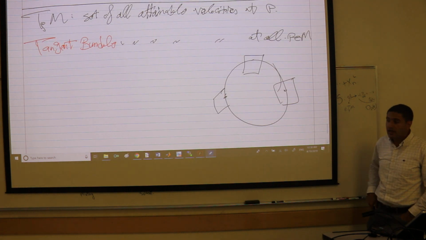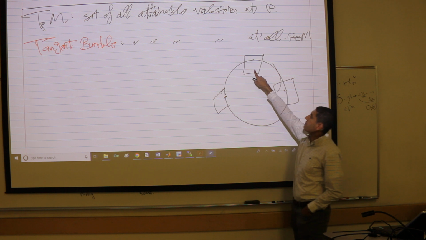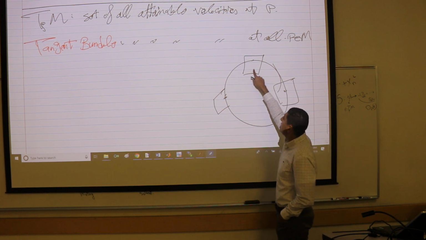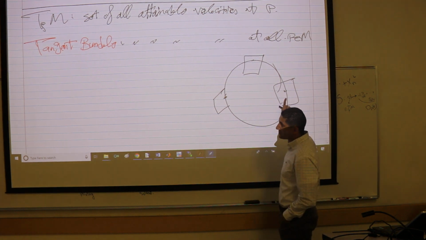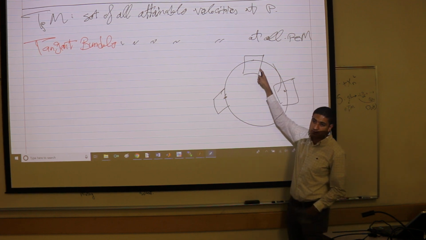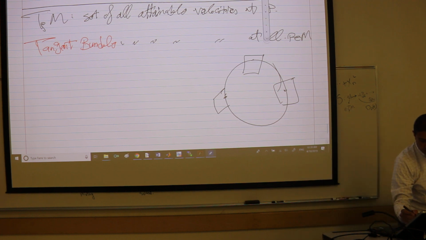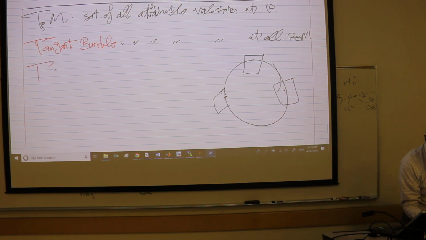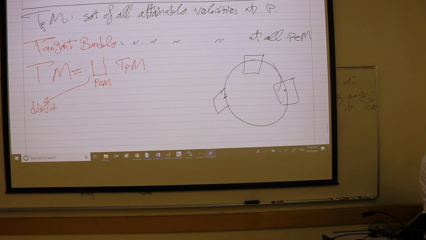Why? Because yes, you have capability to generate xy at this point, not at that point. You have a capability to generate xz velocities at this point, not at that point. So this is why the tangent bundle, which we denoted by TM, it's not at a particular point because we collect all the points now. It's the union over P of TPM, but this is not any union, it's actually disjoint union. And I will talk about that now. Disjoint union.